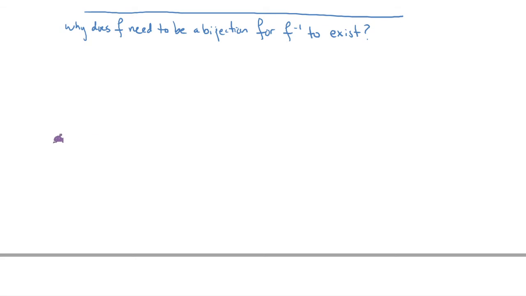Okay, so let's just explore this one at a time. Well, to be a bijection, it has to be both one-to-one and onto. So if f is not one-to-one, let's draw a picture for that.